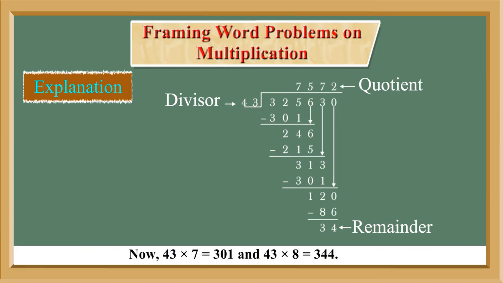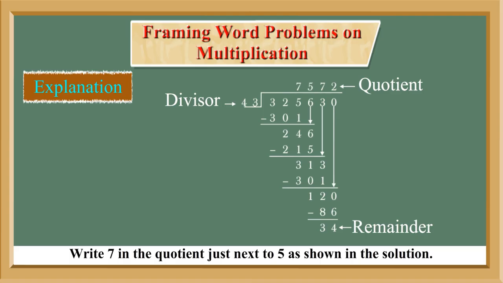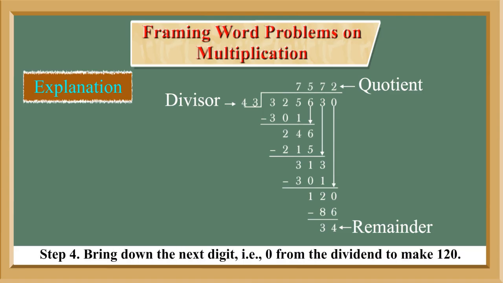Now, 43 times 7 equals 301 and 43 times 8 is equal to 344. Clearly, 301 is less than 313 and 344 is greater than 313. So, 43 is contained 7 times in 313. Write 7 in the quotient just next to 5 as shown in the solution. Write 301 below 313 and subtract. 313 minus 301 equals 12. Step 4. Bring down the next digit 0 from the dividend to make 120.